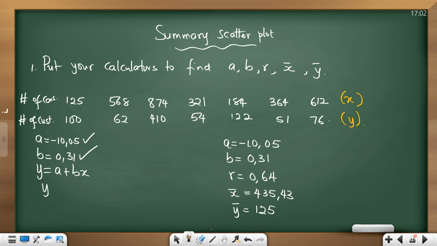So what is our Y? Y equals to what? Negative 10,05 plus what? 0,31 what? X. No, I was asking for B. Even Fahima said, where did you get your X from?